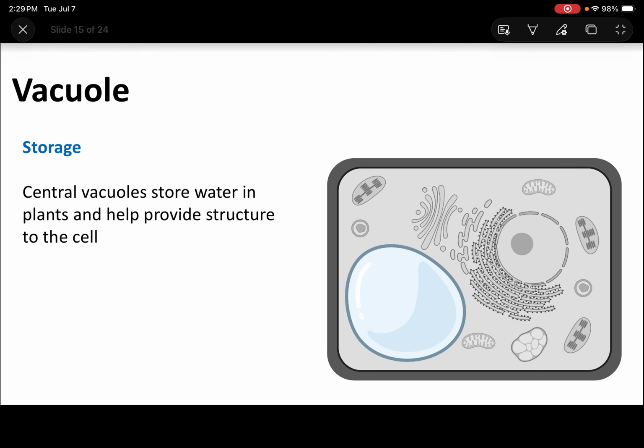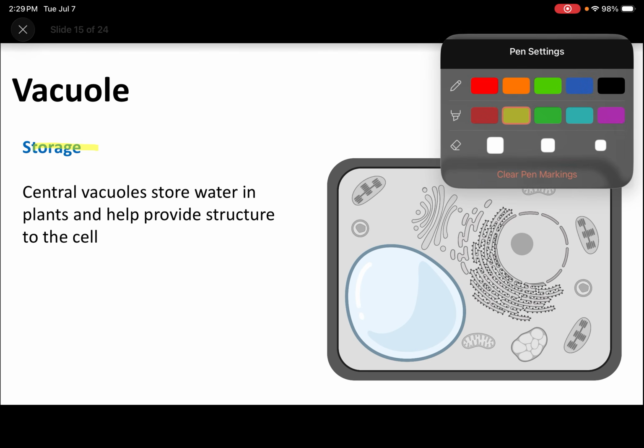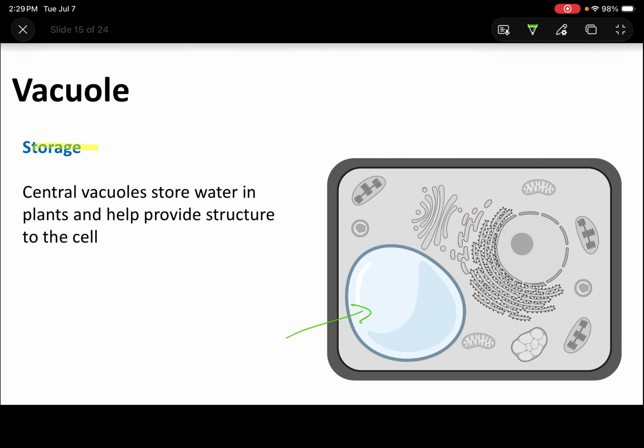Another type of organelle that we see is called a vacuole. And these are primarily storage. We see a lot of these in plant cells additionally. So for example, in plants, they have this thing called the central vacuole, which holds a lot of excess water, right? So plants need a lot of water because they're using that water to make energy. And so it's kind of a storage area for that excess water, helps provide structure and support to the cell as well.